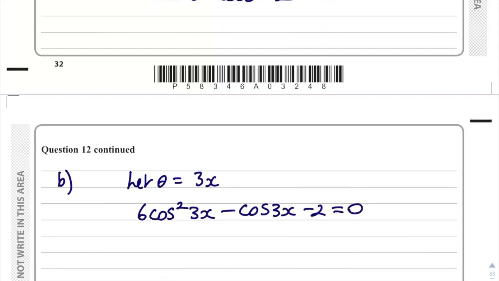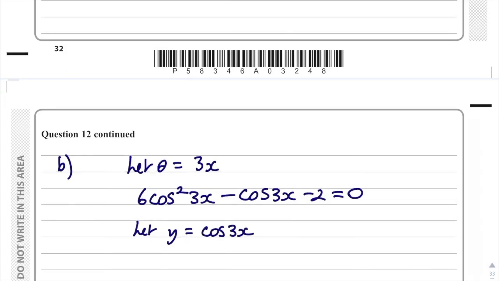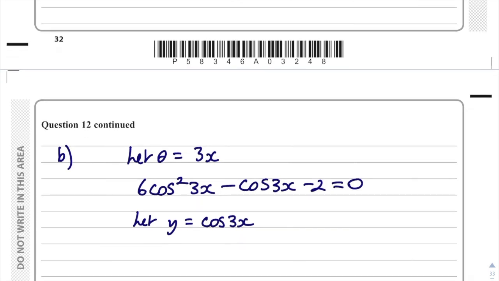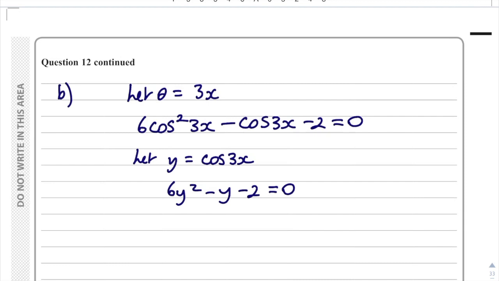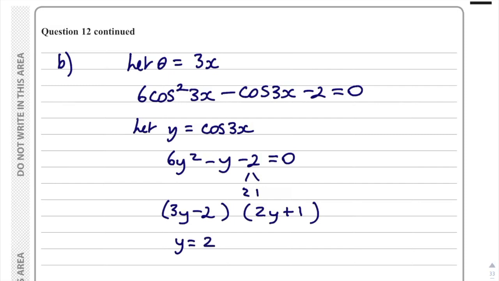Now what I'm going to do is let some variable, let's call it y, equal cos 3x. You'll see why I've done this, because it will make it a bit easier to solve. So now I can rewrite my quadratic as 6y squared minus y minus 2 equals 0. If I factorize this quadratic, I know it's going to have factors of 2 and 1, and in our brackets we'll have 3y and 2y. Now, if I make this minus 2 and this plus 1, you should be able to see if I expand it, I'm going to get 6y squared plus 3y minus 4y, which is minus y, and then minus 2 times 1, which is minus 2. So if I solve this, I'm going to get y equals 2/3, or y equals minus a half.